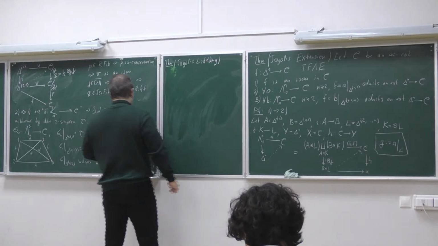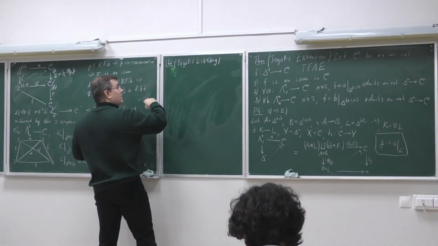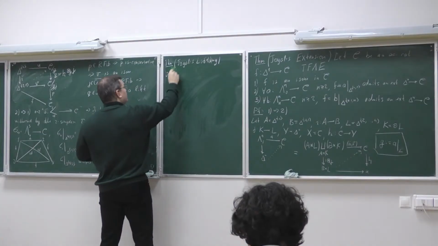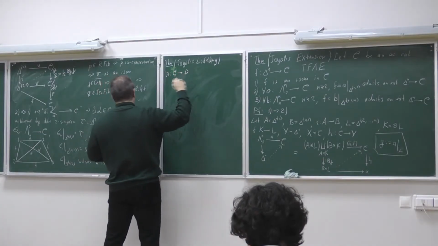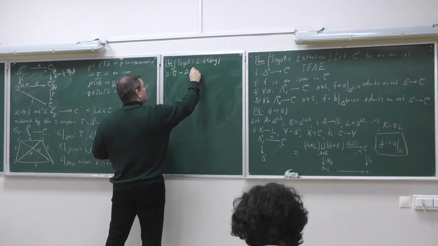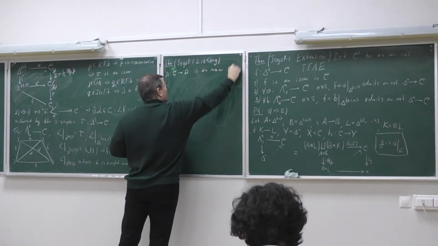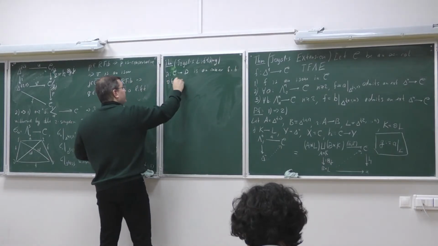And the assumption now that, okay, let me call this pi. So this is from C to D. This is an inner fibration of infinity categories.